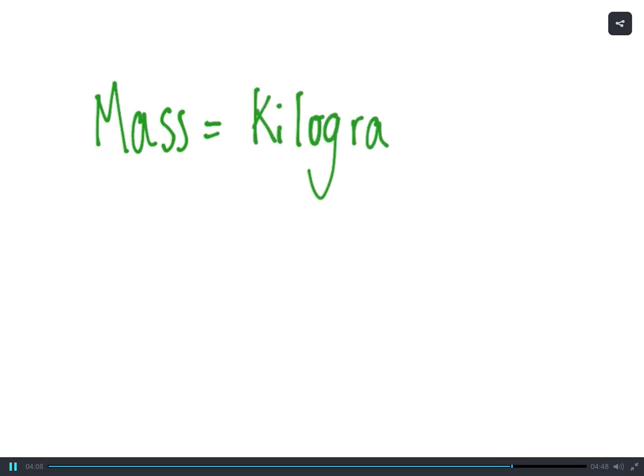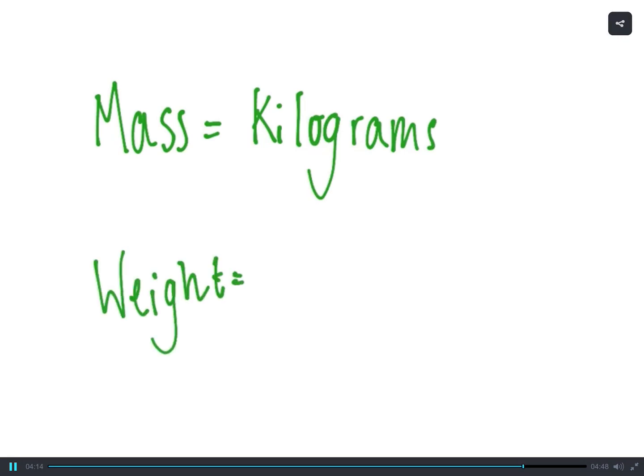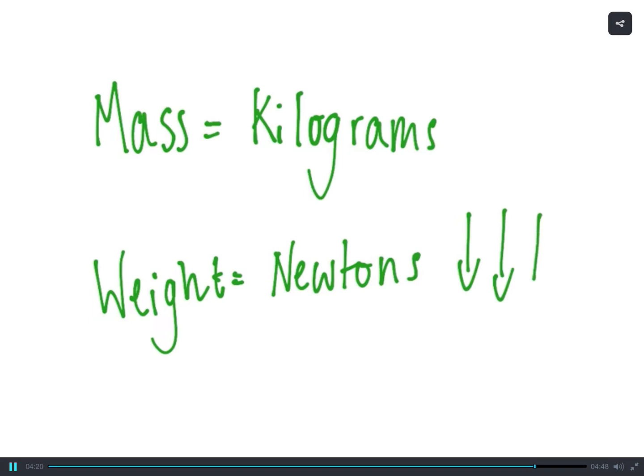So, if you're on the scales and you're looking at how much you weigh, mass equals kilograms. And your weight is equal to the newtons that are pushing down on you, depending on what planet you're on.